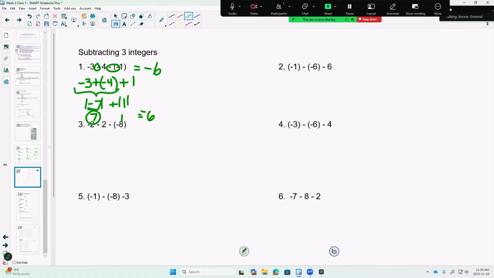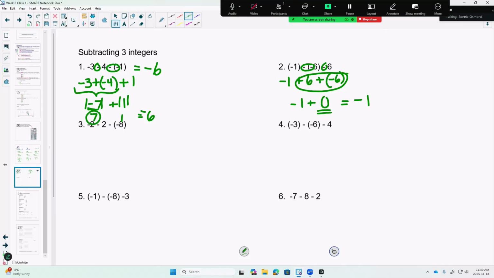Okay, number 2, I've got negative 1 minus negative 6 minus 6. So my negative 1 is going to stay the same. Minus negative 6 is going to change to plus 6. And then minus changes to plus. Positive 6 changes to negative 6. So right here, I've got positive 6 take away negative 6, which right away is 0. So now I've got negative 1 plus 0. Any number plus 0 is equal to itself. So negative 1 is my answer. That was a bit of a shortcut that I took there. Really, you're supposed to go from left to right, but you would get the same answer.